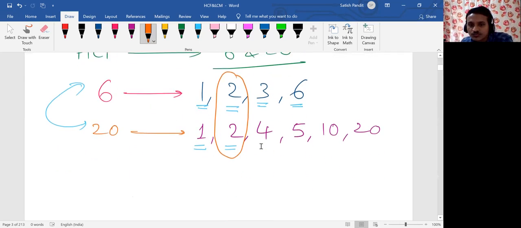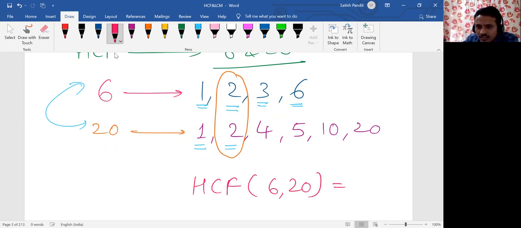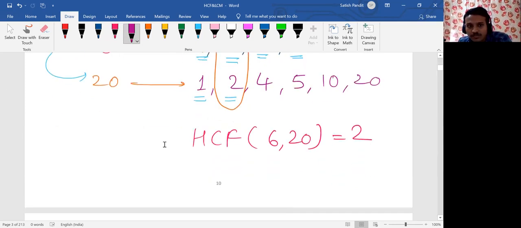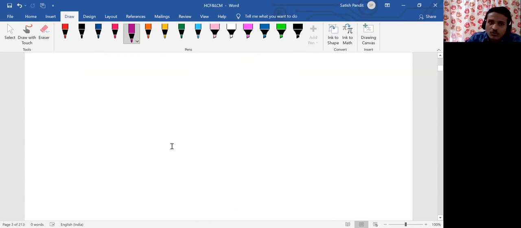So HCF is 2. So HCF of 6 and 20 is nothing but 2. You understand? Highest common factor. So first of all, you can find the factors and check which is the highest common factor between them. You understand? Next, let us see what is multiple, how to find LCM.